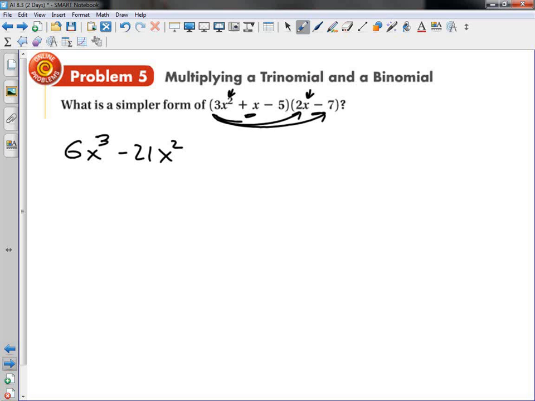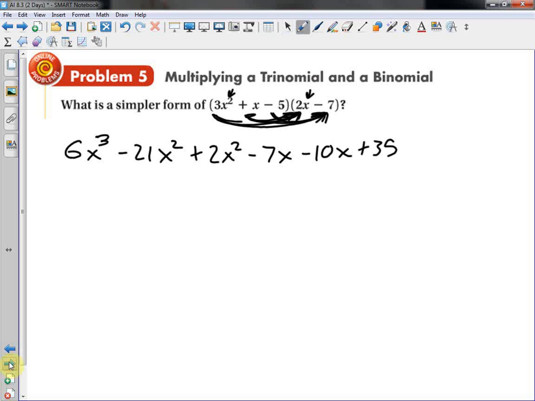Moving to the next one, x times 2x is 4x squared. Whoa, whoa, whoa. I don't know where I got that 4 from, but x times 2x is 2x squared. There we go. That looks a little better. x times negative 7 is negative 7x. And negative 5 times 2x is negative 10x. And negative 5 times negative 7 is a positive 35.